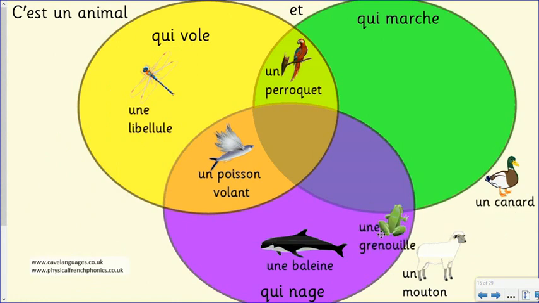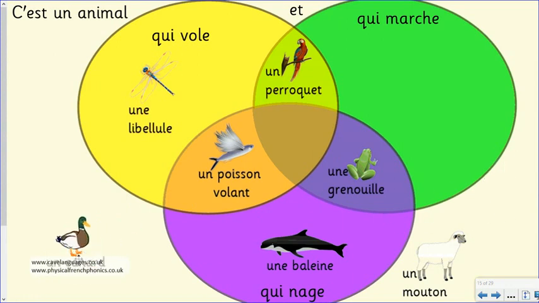Une grenouille. How would you describe that? What does it do? C'est un animal qui marche et qui nage. Walks and swims. I suppose it kind of jumps as well. What about un canard? Should really say all three, shouldn't you? C'est un animal qui vole, qui marche et qui nage. It does all three, so it's going to go in that intersection in the middle.